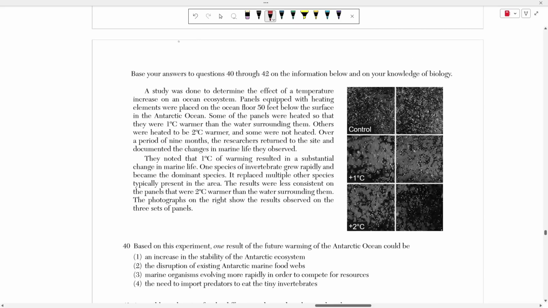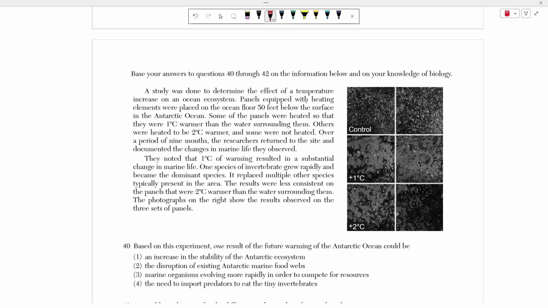All right, 40 is based on this long paragraph, which says that a study was done to determine the effect of temperature increase on an ocean ecosystem. Panels equipped with heating elements were placed on an ocean floor 50 feet below the surface in the Antarctic Ocean. Some panels were heated so that they were 1 degree Celsius warmer than the water surrounding them. Others were heated to be 2 degrees Celsius warmer, and some were not heated.